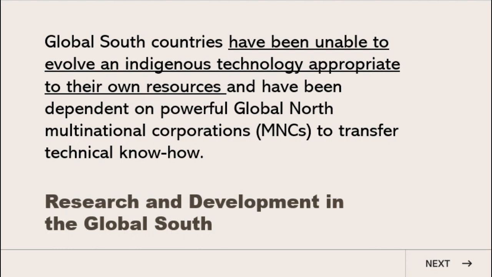Global South countries have been unable to evolve an indigenous technology appropriate to their own resources. Because people who are doing this, ang nasa isip kasi nila is not on the need of the local country, but on how they can profit from it. So this is very different. Very different. So we are not excelling in research and development.